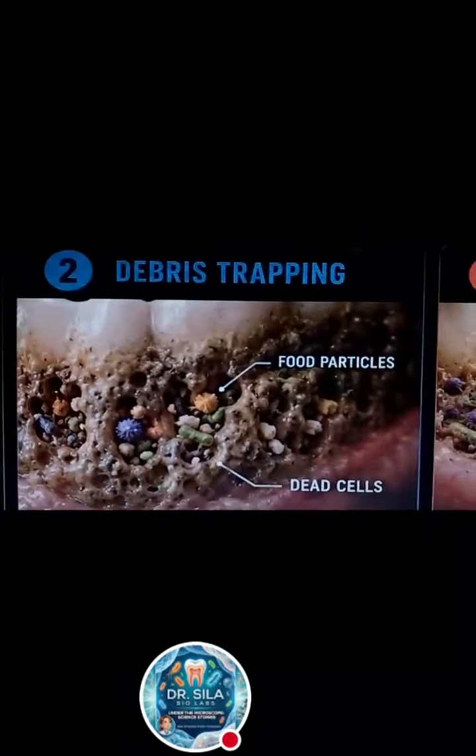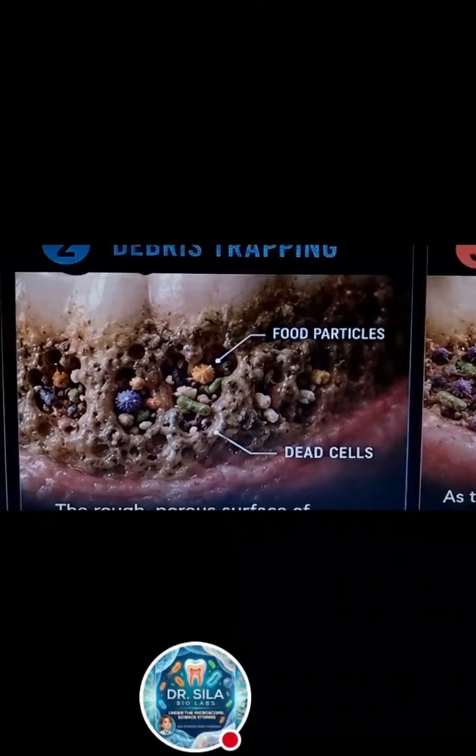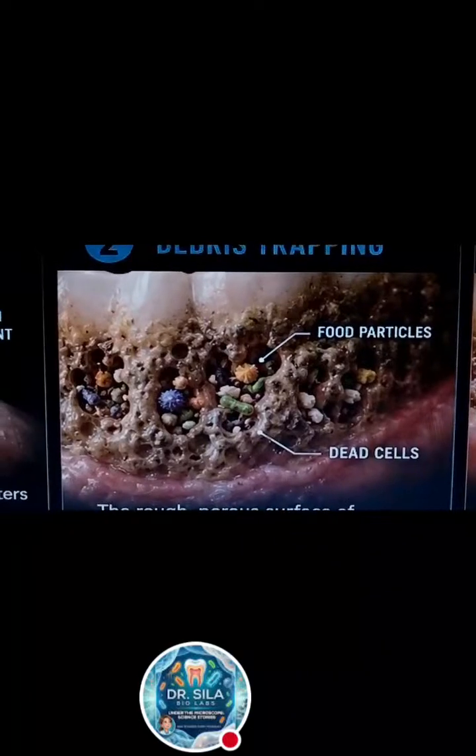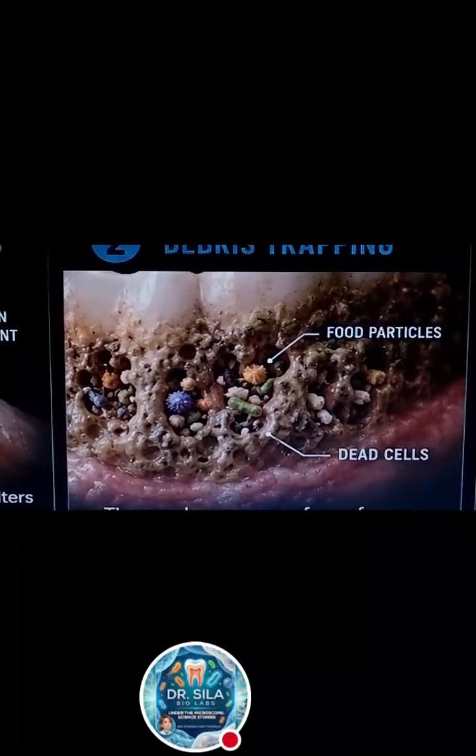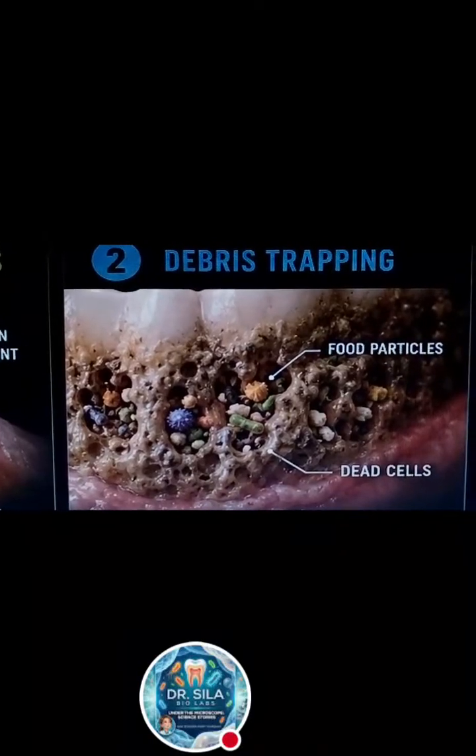Then you can see debris trapping, food particles, dead cells. The rough porous surface acts like a sponge, trapping the food debris and dead cells, which decompose.